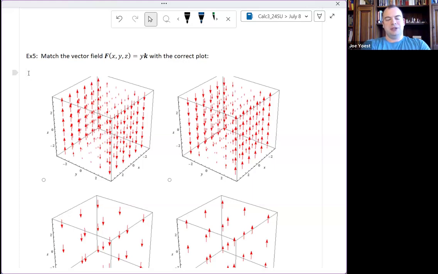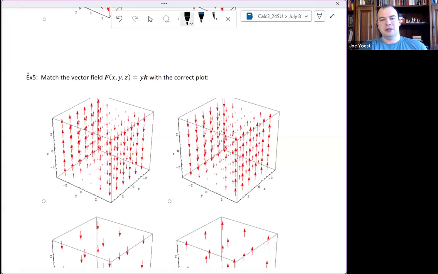Okay, and then let's look at example 5. So here we have our vector function yk, or in other words, 0, 0, y. I note that the horizontal contributions, both in the x and y directions, are 0. My vector should only point straight up or straight down. And whether they point up or down and what their magnitude is depends on y, not x.